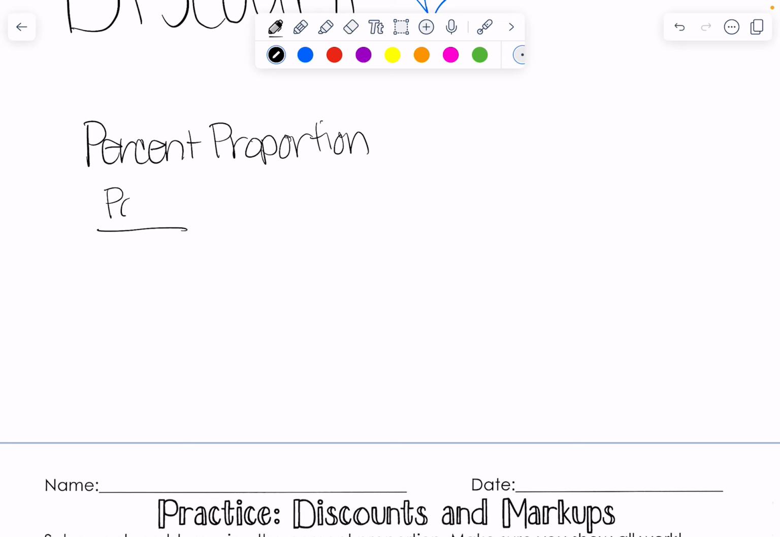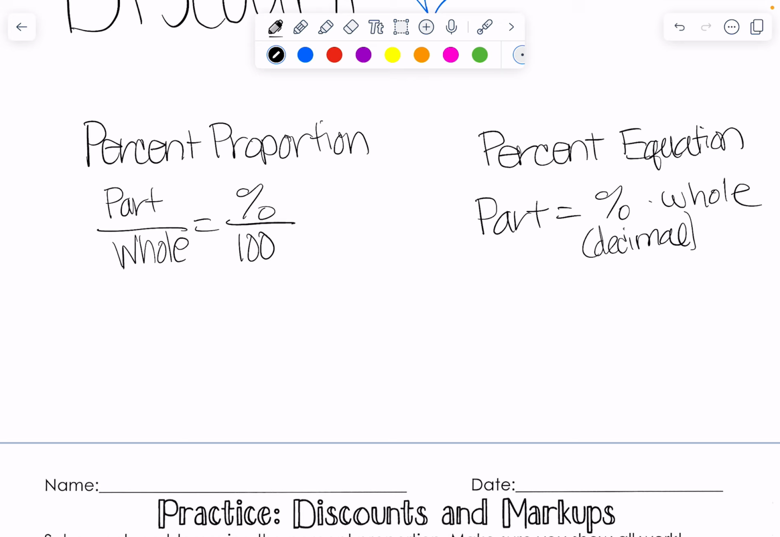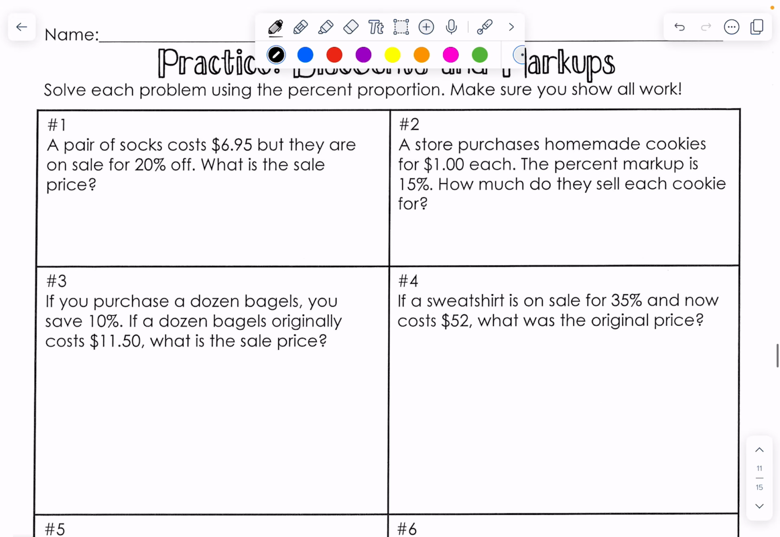so your part over your whole equals the percent over 100. You could use your percent equation, which is where, to solve for the part, you take that percent as a decimal and multiply it times the whole. Or this is where you might be able to apply percent shortcuts on some of these too. So the first step is going to involve some approach, like these three ideas, and then there's going to be a second step involved too.